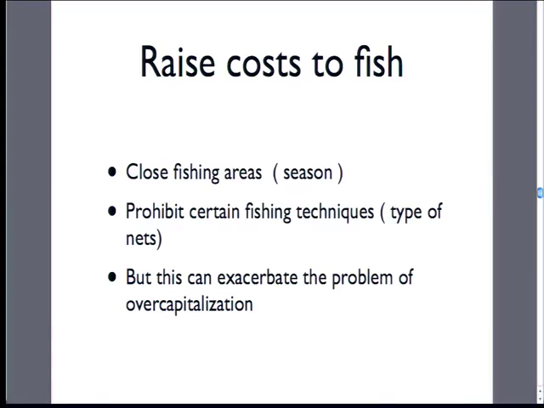So here's raising the cost of fish. As I said, you can close fishing areas. There's fishing seasons, there's only certain days you can fish. You can also change how people fish, so what types of nets people use, whether people are forced to use long lines or nets. There's a lot of this in inshore fisheries, a lot of very specific rules about how people can fish.